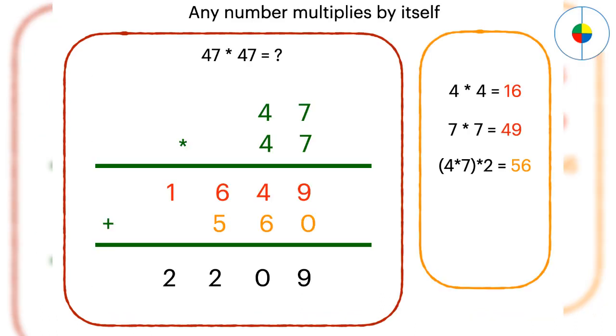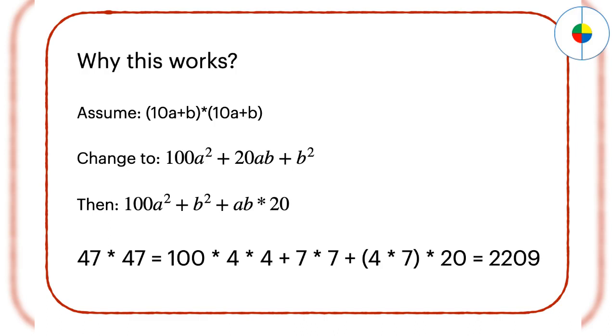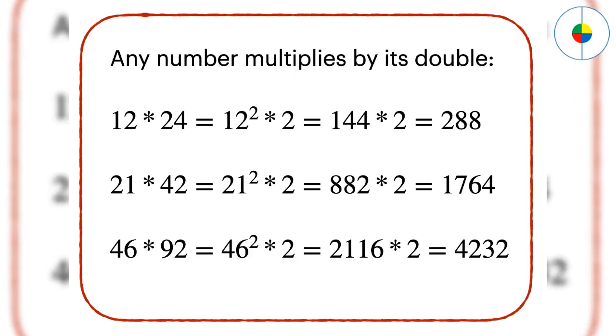How about a number multiplied by itself? You can use both of the above-mentioned methods. Or you can use this new way to calculate. Here is the reasoning behind it. Sometimes, this method may be faster for calculation than the other two methods. When a number is multiplied by its double, it's the same as calculating the square number. You only need to multiply the result by 2, or you can add the result to itself.